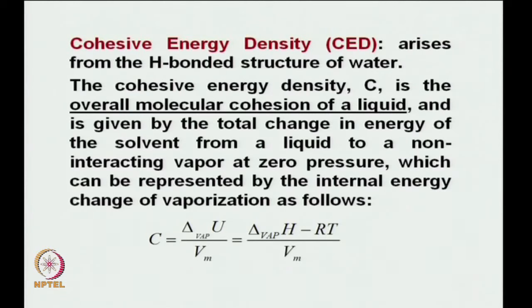See, water has a very high cohesive energy density. What I mean is, water has extensive hydrogen bonds, they like each other. So, the cohesion force, the ability of these water molecules to stay together, is very high. So, cohesion means cohesive forces, they like to stay together. So, the cohesive energy density, which is the CED, is the overall molecular cohesion of a liquid. It is given by the total change in energy of the solvent from a liquid to a non-interacting vapor at 0 pressure. What do I mean by 0 pressure?